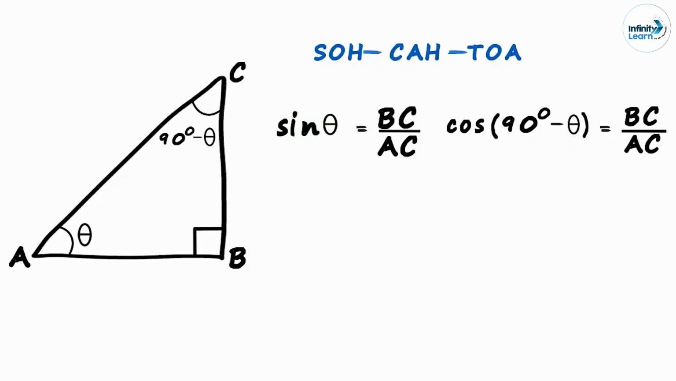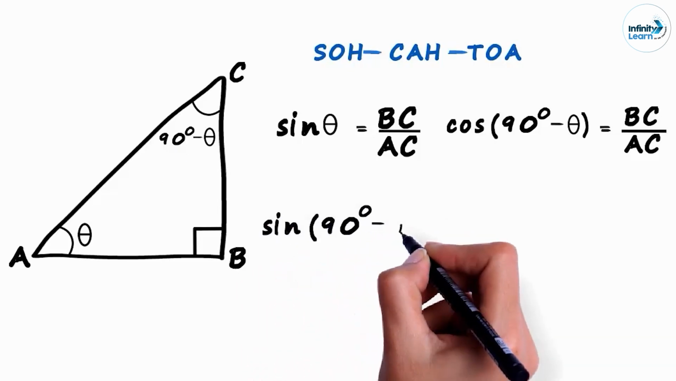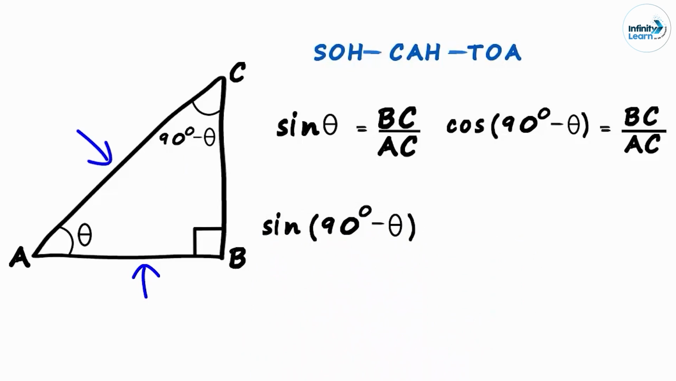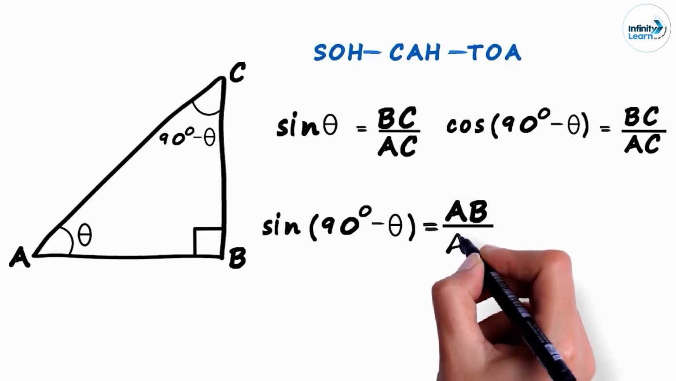Now let's try to find the sine of this angle. That is sine of 90 minus theta. Sine is opposite by hypotenuse. For this angle, opposite is AB and hypotenuse is AC. It means sine of 90 minus theta will equal AB by AC.